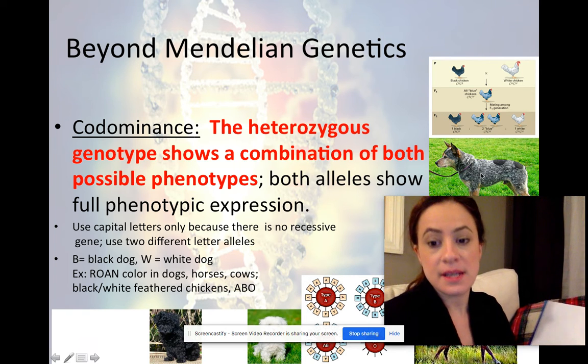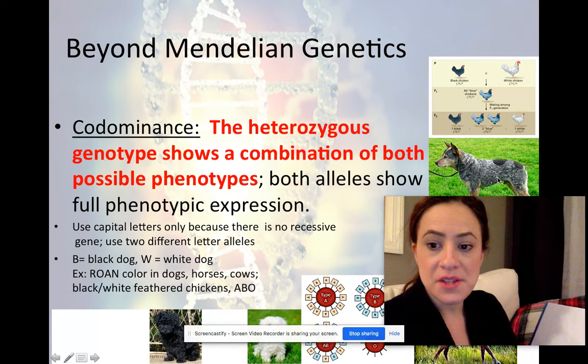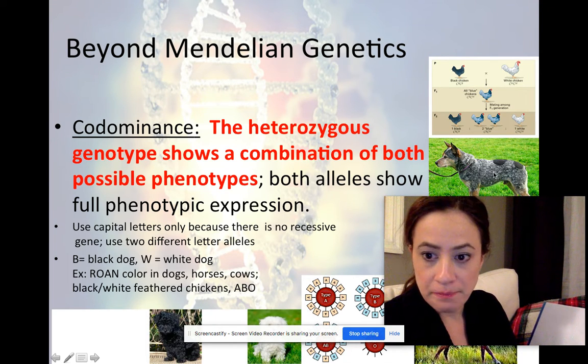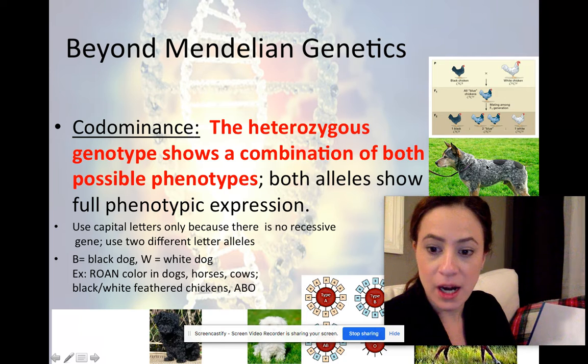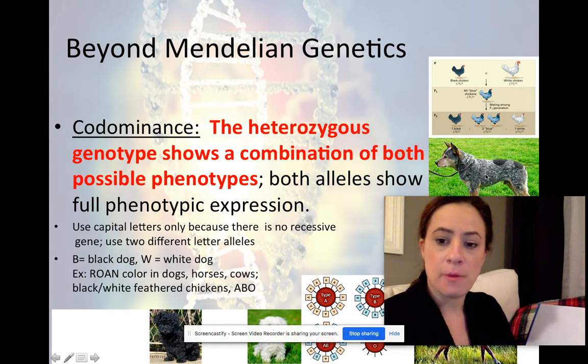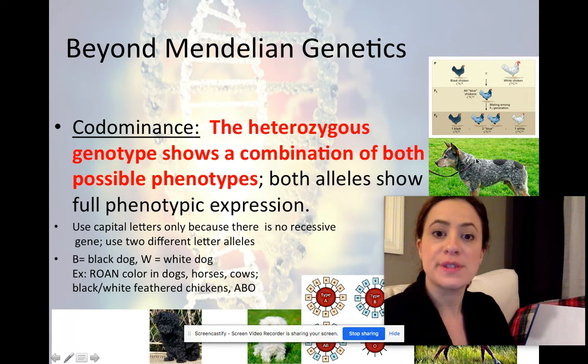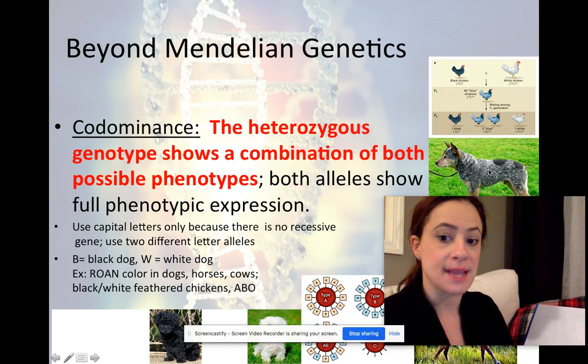What you see here in the picture behind me is a dog where there's both dark brown hair and white hair. It's not that the dark brown overpowers the white hair or the white overpowers the dark brown, but both of those color hairs appear at the same time.